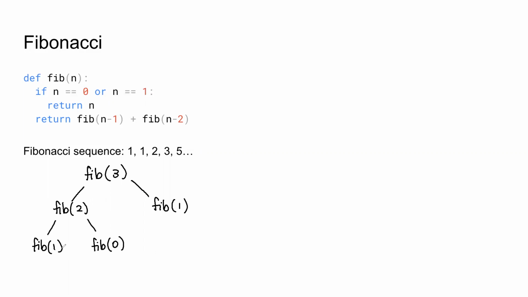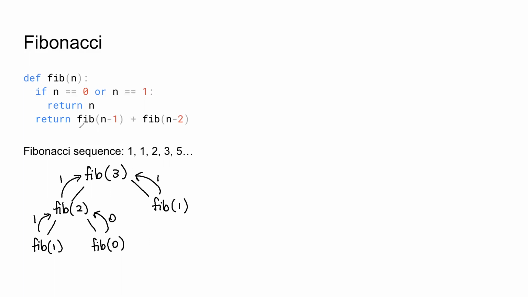Fib 1 is a base case, and so we just return 1. Fib 0 is also a base case, and we return 0. Fib 2 returns the sum of the recursive parts. 1 plus 0 is equal to 1. Fib 1 is a base case, and we return 1.